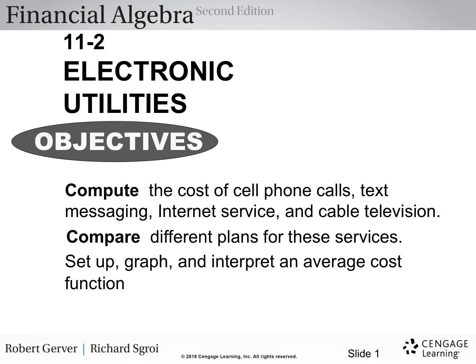This is Lesson 11-2, Electronic Utilities. The objectives of this lesson are to compute the cost of cell phone calls, text messaging, internet service, and cable television, and also to compare different plans for these services, set up, graph, and interpret an average cost function.